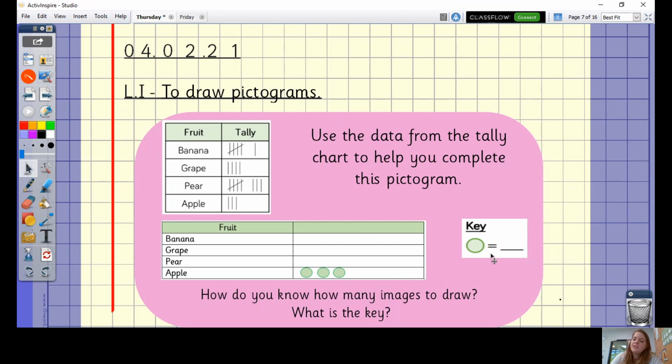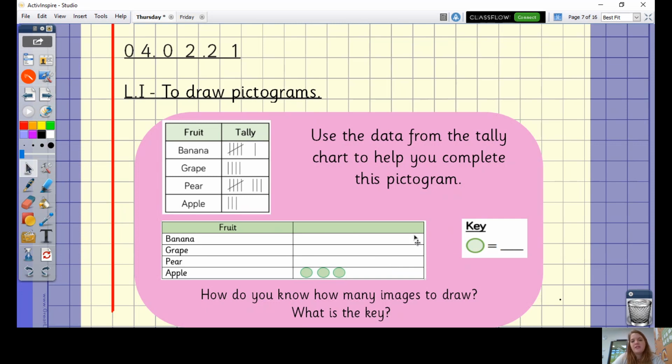But if you remember when we looked at the last slide, I told you what each symbol was going to represent in this lesson. So have a go at completing the key, and then have a go at using this tally chart to complete each category on your pictogram. As you can see, the apple has been filled in for you. We can see there are 3 tally marks, so there has been 3 symbols drawn there. Look really carefully, counting the total of the tallies, and that will tell you the number of pictures or symbols you need.